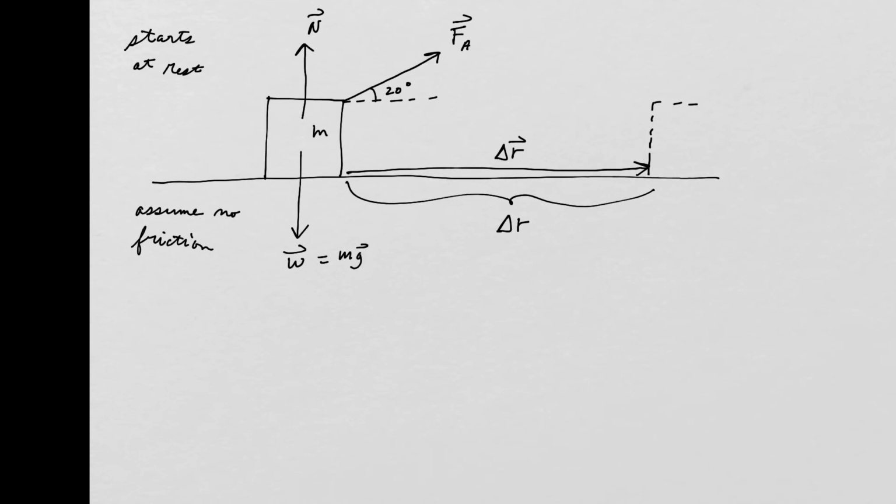I should really make that the end of it, right? Hold on. So something like that. And let's say you're given that delta r is 2 meters. You're given that the magnitude of the applied force is 50 newtons. And you're given that the mass of the object is 10 kilograms. Okay, and we want to find several things.